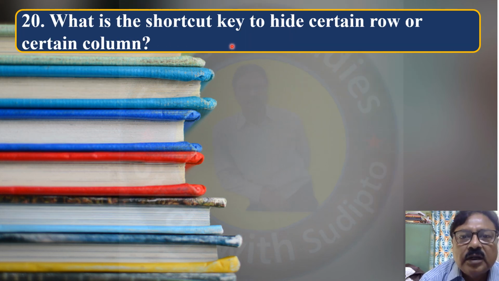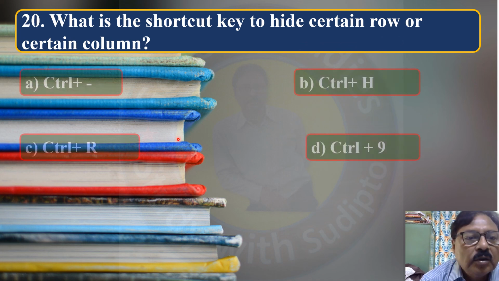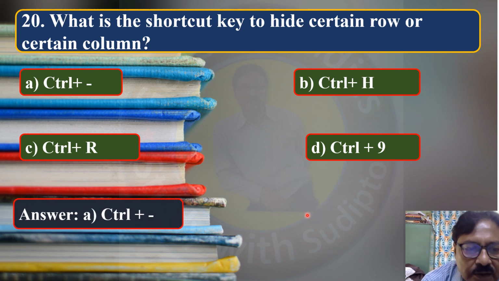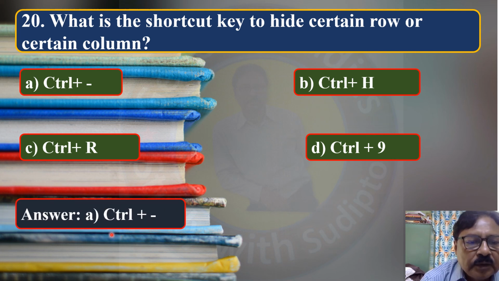What is the shortcut key to hide a certain row or a certain column? Option A Ctrl plus dash. Option B Ctrl plus H. Option C Ctrl plus R. Option D Ctrl plus 9. The correct option is option A, Ctrl plus dash.